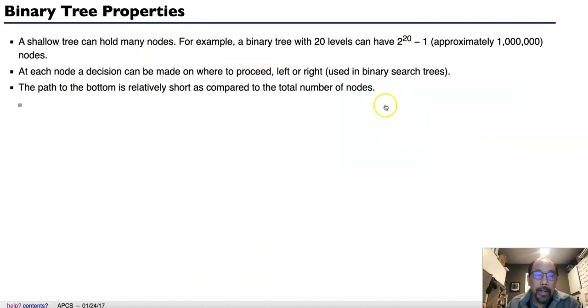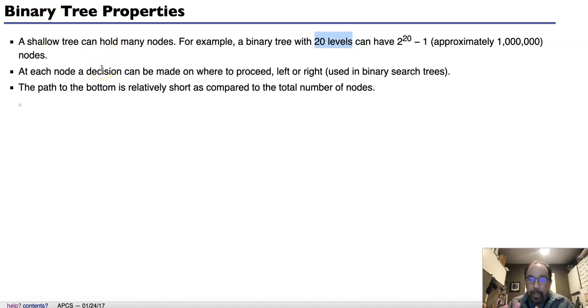Binary tree properties. It's amazing how big a binary tree can be with only a few levels. With 20 levels, we can actually have up to approximately 1 million different nodes, 2 to the 20th minus 1 to be precise. So a shallow tree can hold an enormous number of nodes, and that's the beauty. We talked about how we can search 1 million elements in 20 steps if it's sorted, and we can use a binary search algorithm to find our element.